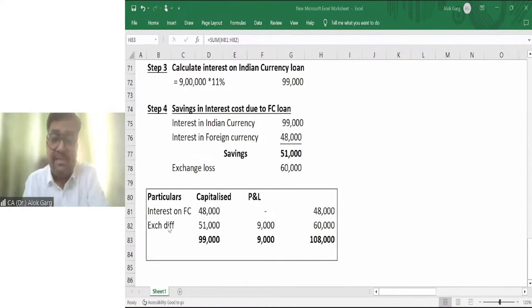Mofita is asking, sir, 9,000 will go to P&L. Mofita, it will go as an exchange rate loss. Okay? This 9,000 will go to P&L.